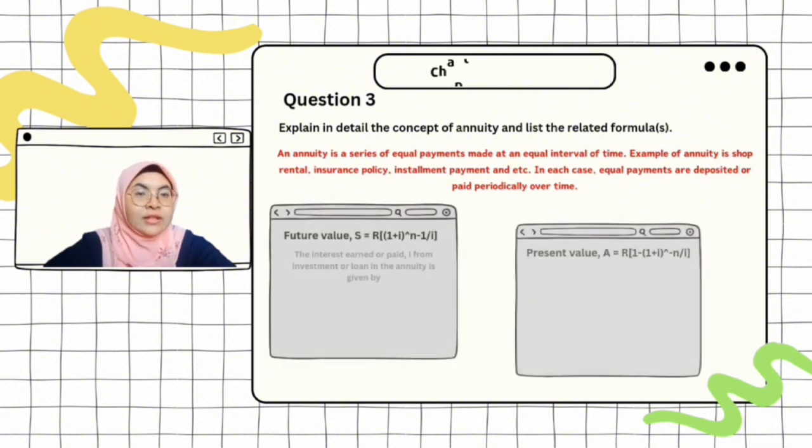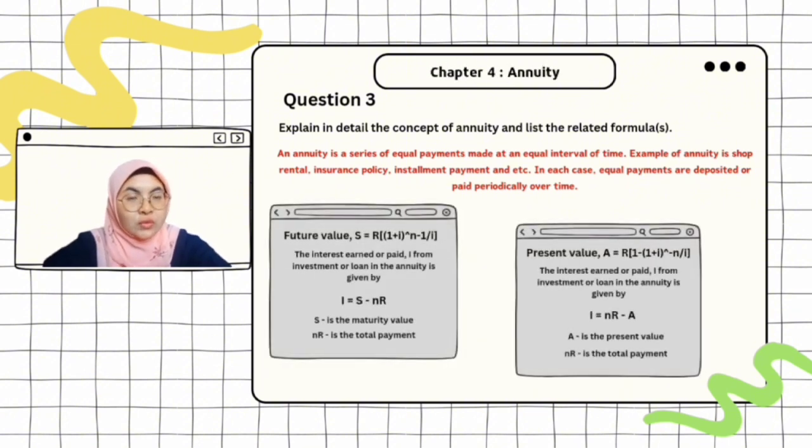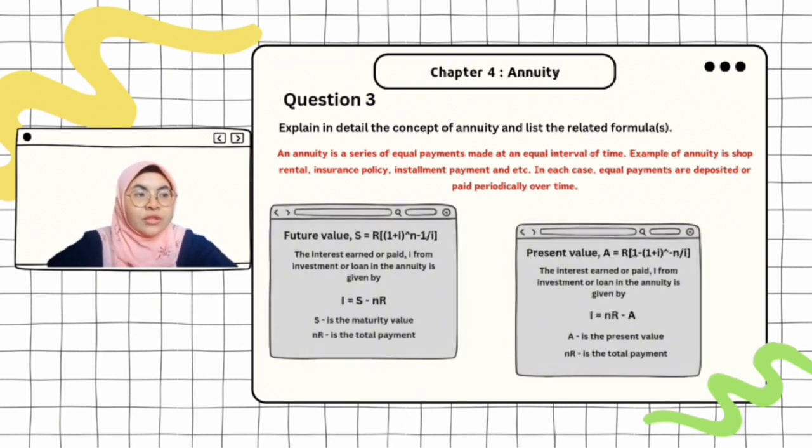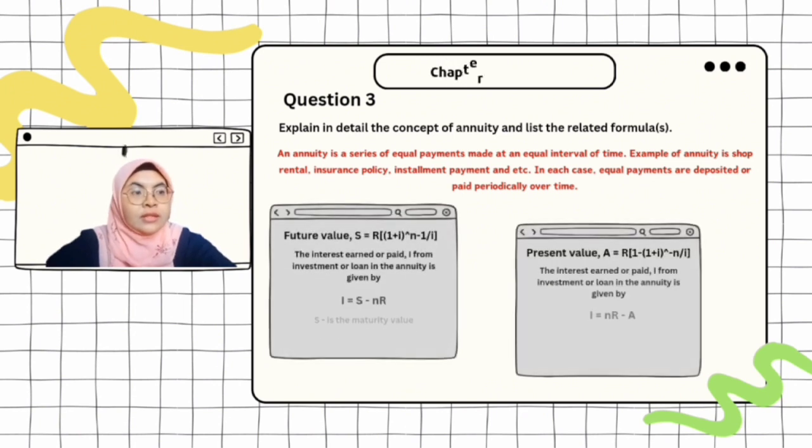The other formula, the present value, is A equal to R bracket 1 minus bracket 1 plus i to the power of negative n, over i. The interest earned or paid, I, from an investment or loan in an annuity is given by I equal to nR minus A. A stands for the present value, while nR is the total payment.